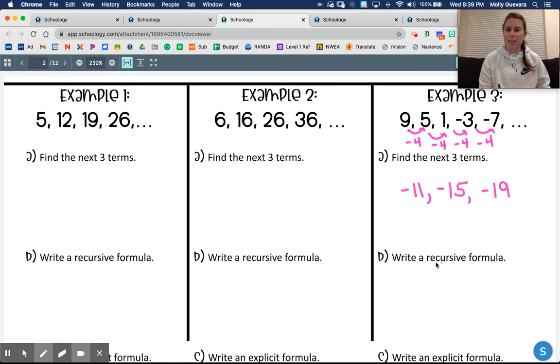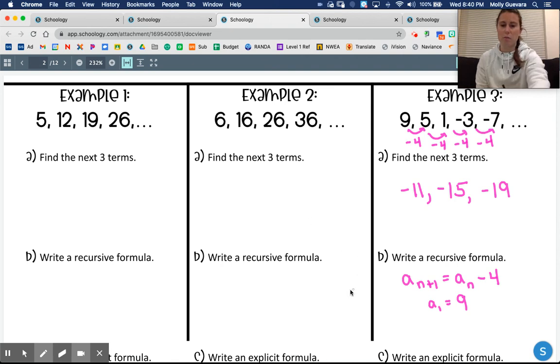Okay. Then it says write a recursive formula. So that tells me that the next term in the sequence, the next number, is whatever the current number is, and then what am I doing every time? I'm subtracting 4. And then I have to know where to start because there's a lot of sequences that subtract 4, right? So my first term is 9. And that's it. That's my recursive formula.